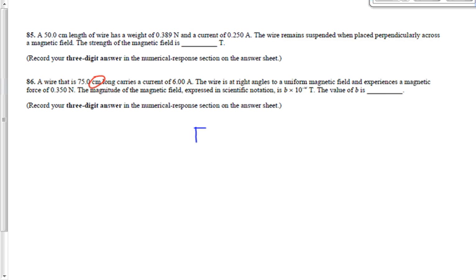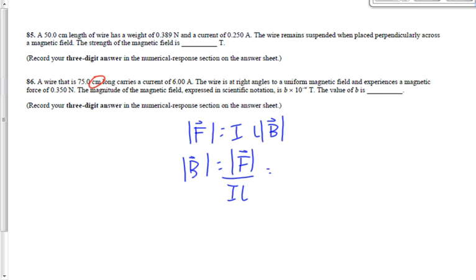So it's just going to be F is equal to ILB, right? And we're going to solve for the magnetic field strength, which is going to be F over I times L. We've got the value of F, 0.350, divided by 6.0 amps times 0.75 meters. Now, we get a bit of a break in this one, in that if we forget to convert to meters here, if we go centimeters, we're still going to get the same value of B, right? So we're actually going to get away with that. If we make that mistake, we're not going to get this question wrong.